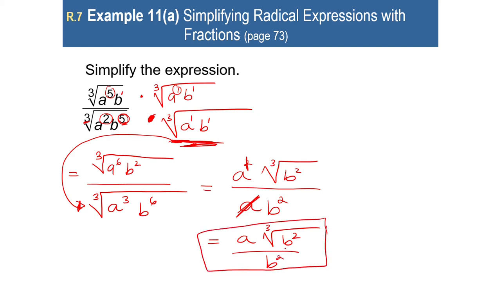Again, don't feel tempted to reduce the b squareds. One is in a radical, one is outside. So make sure you understand why I picked a to the first, b to the first. We want groups of 3. If we get groups of 3, then we know the radical disappears. If this was a square root, I would look for groups of 2. If this was a fifth root, I want groups of 5. So the radical on the bottom will disappear when we divide these by the index.